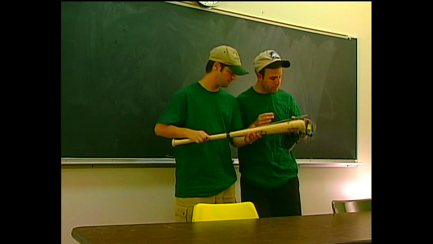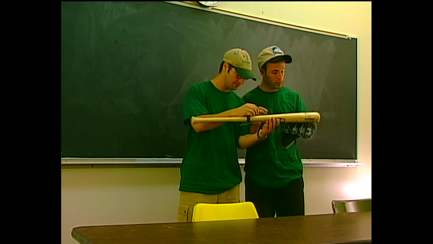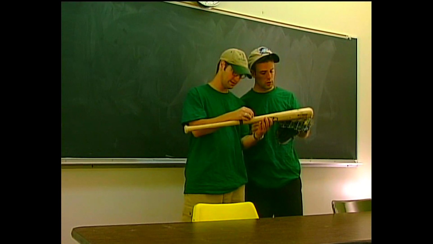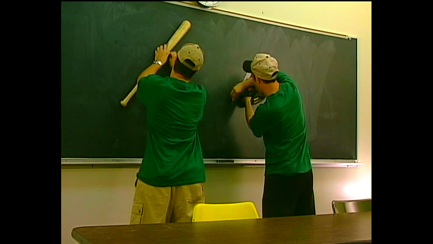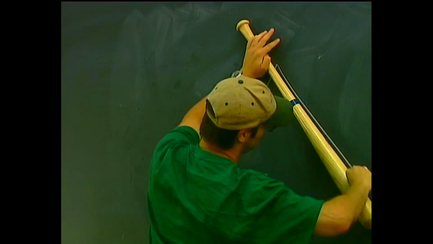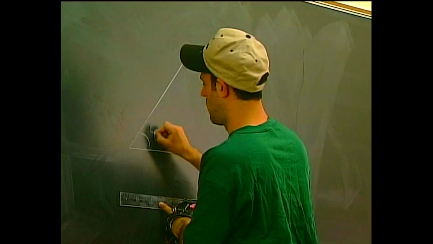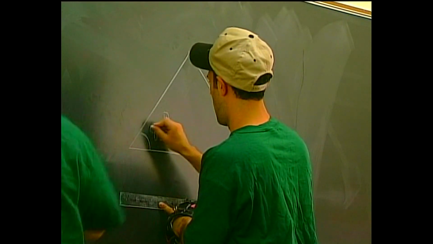Get a friend, 2 rulers, 2 protractors, 2 sheets of paper, a baseball, a glove, and a bat. Pick 2 side lengths and 1 angle measure. Let's say the sides measure 4 inches and 7 inches, and the angle is 82 degrees. Now both of you draw triangles which have a 4-inch side, a 7-inch side, and an angle of 82 degrees between them. Your triangles should look the same.